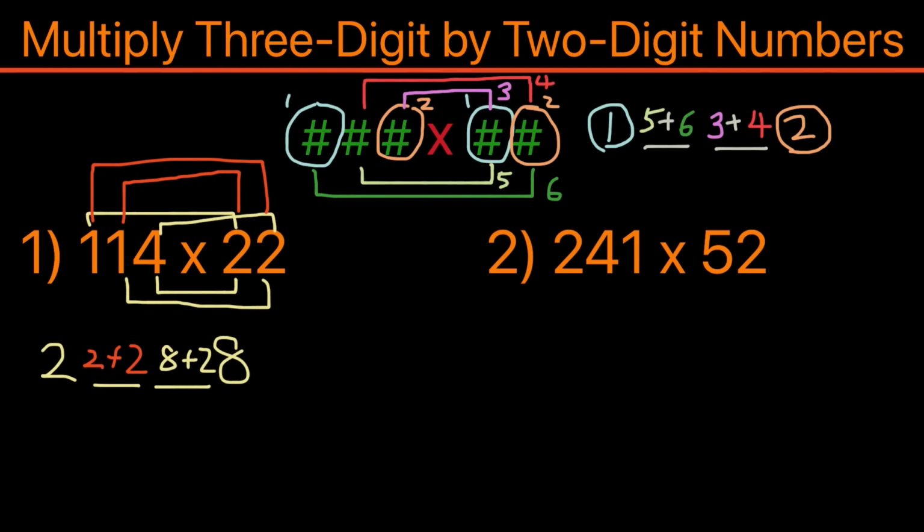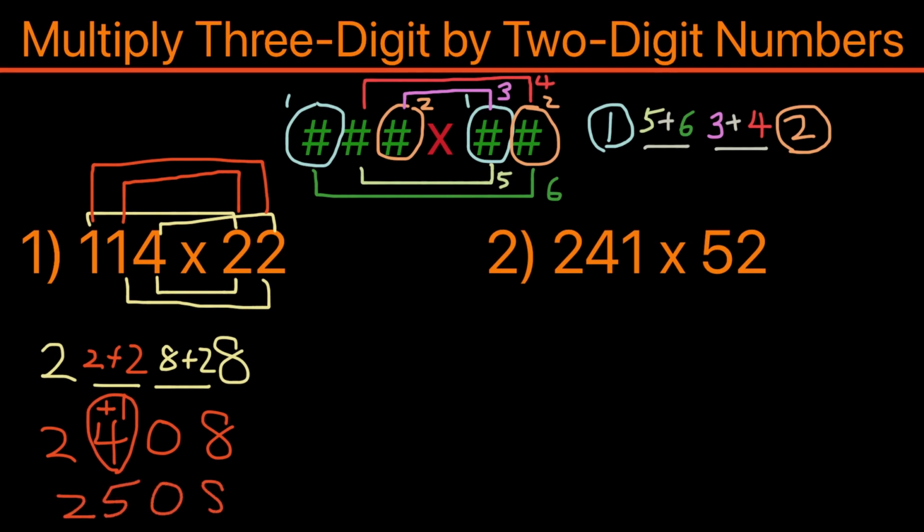Now we just have to add them all up. So we have 2, and then 2 plus 2 is 4. 8 plus 2 is 10. Since there can only be one digit, that means that it will be 0, and then we'll place a plus 1 on top. And then we will have 8 at the end. So we need to add the 4 and the 1. That gives us 5. So it becomes 2,508. And after you input 114 times 22 in a calculator, you will see that the answer is 2,508.